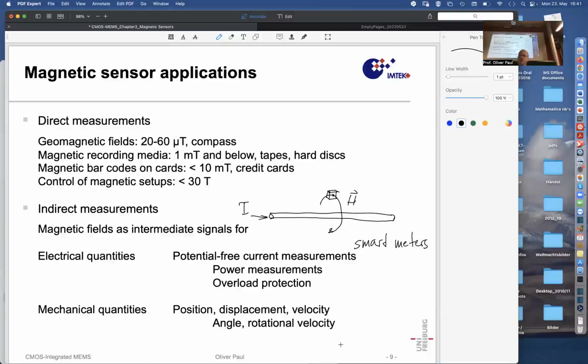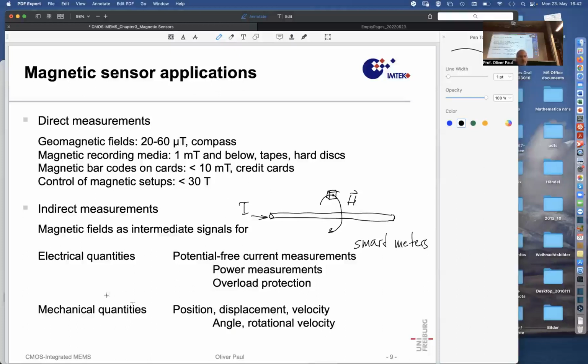Smart meters are also used to measure gases. Those are also called smart meters, but I mean them here as a Hall sensor. So you can measure power, you can use them as overload protection, and so on. So safety can be implemented.